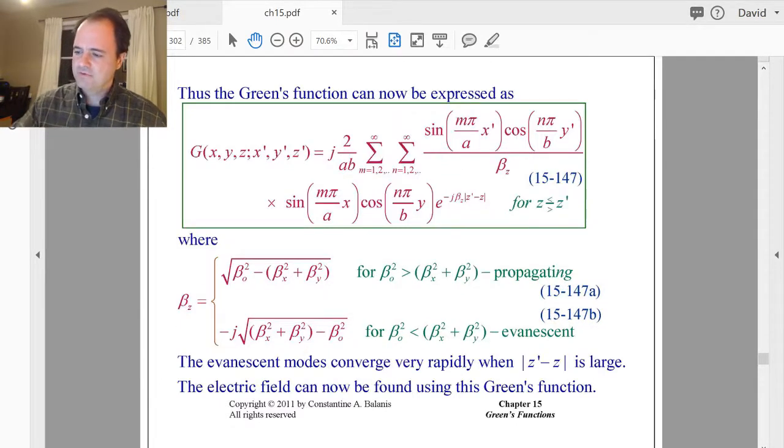Then that goes into the original summation with the sines and the cosines. All right. And so that is my G for this scalar Helmholtz equation for rectangular coordinates applied to this particular problem, a waveguide with a wave traveling in the z direction. Okay.